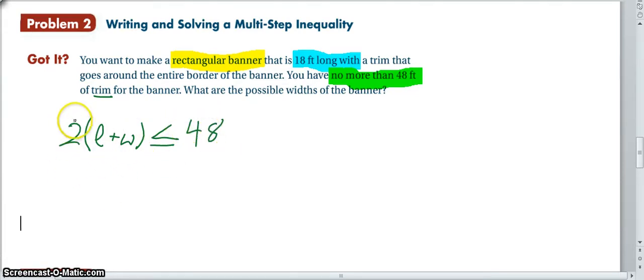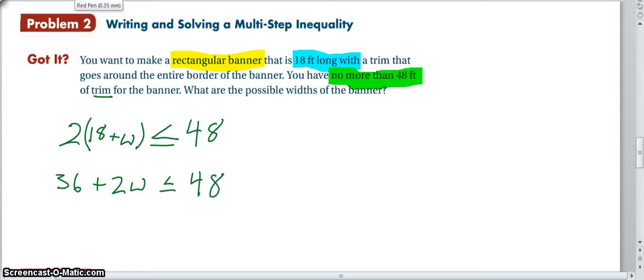Then we can distribute this, but first we know that it's 18 feet long, so we can replace that length with 18 feet. Then we distribute: 2 times 18 gives me 36, and 2 times W gives me 2W. That's less than or equal to 48. Now again, we want to combine our like terms. So pause the video and try to finish solving this if you can.